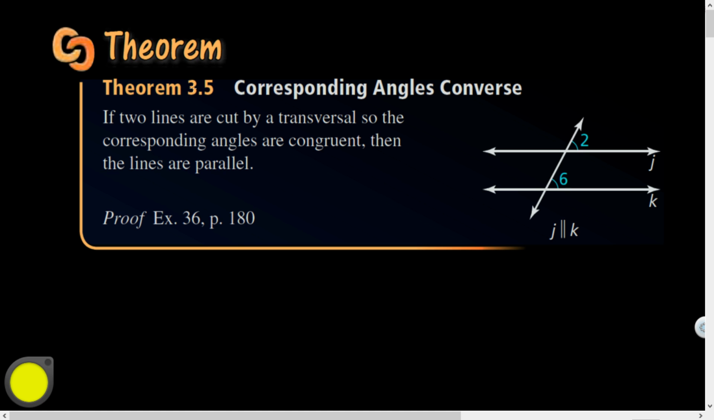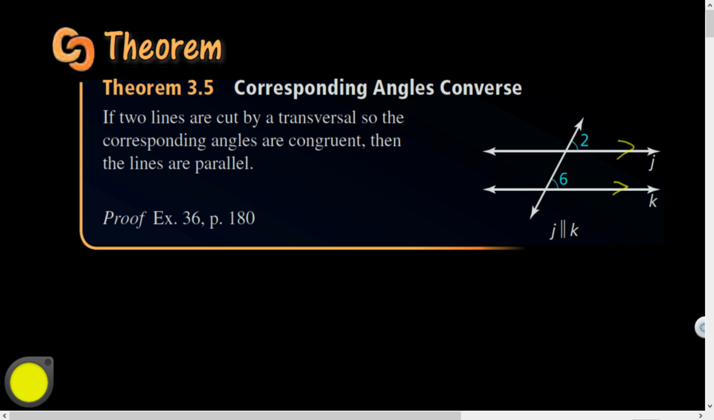are parallel. So here we've got the corresponding angles converse, aptly named, and it says this: if two lines are cut by a transversal so the corresponding angles are congruent, notice the hypothesis and conclusion were swapped, hence converse, then the lines are parallel. So if I know corresponding angles are congruent, I know the lines will be parallel, right? So good stuff, good stuff.